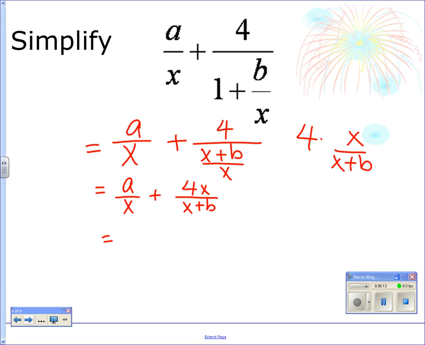On this part, going from here to here, you say this one times the reciprocal. So you flip it and make it x over x plus b. You've got a fraction divided by a fraction. So you say fraction times the reciprocal. Okay, now we do. Does that make sense?